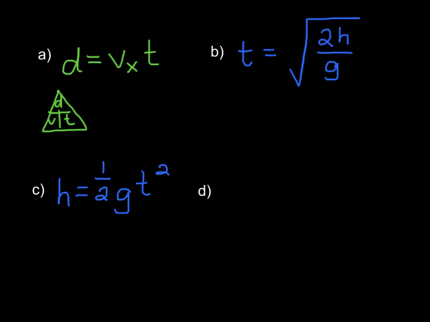This last equation for the vertical direction has to do with the object's velocity. Velocity in the y direction is equal to the acceleration due to gravity times time. Note that the three equations in blue are all for the vertical direction, and the one in green was for the horizontal direction. And perhaps we should put a couple of other notes.